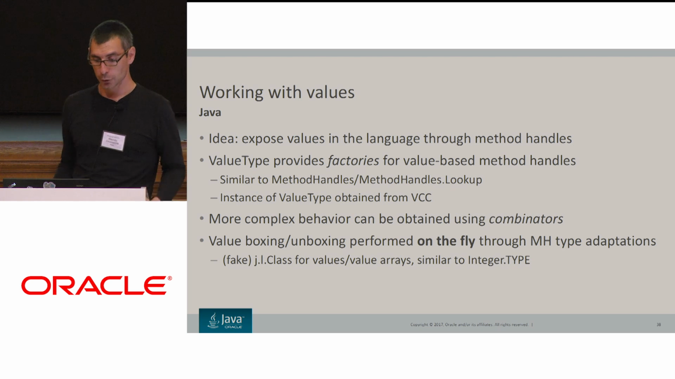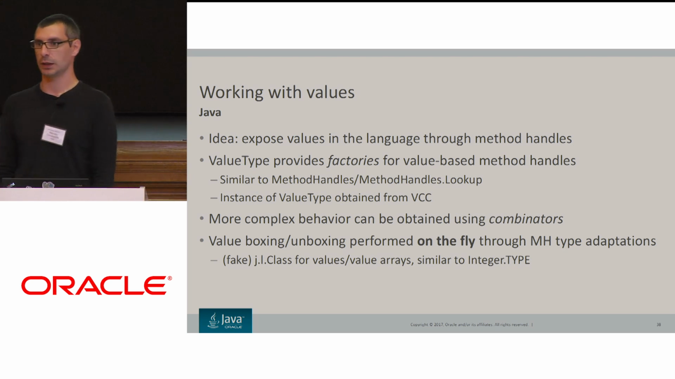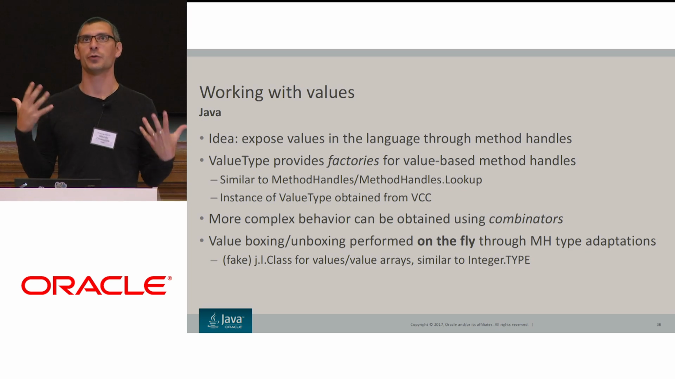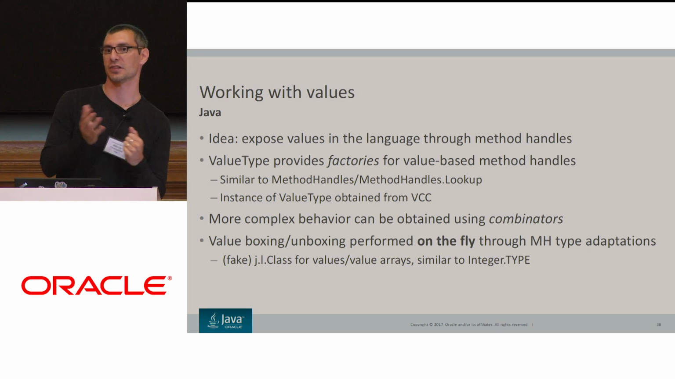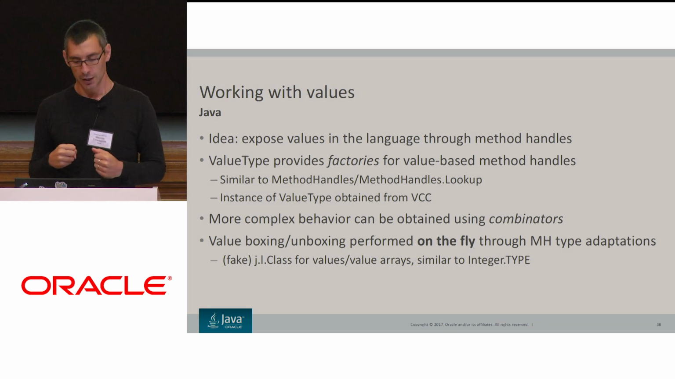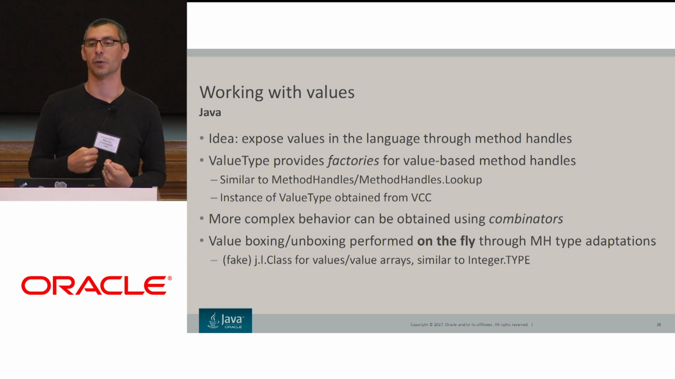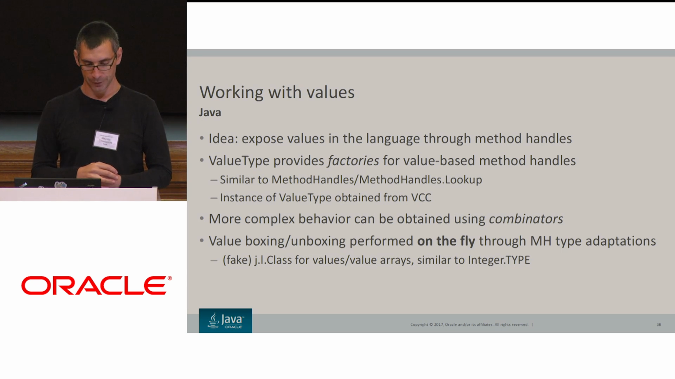So in Java, how do you work with values? Well, the short answer is with method handles. The long answer is that basically you need to retrieve an instance of the value type class. You should think of this value type as the equivalent of MethodHandles.lookup. So it's what gives you a lot of factories for constructing method handles that operate on values. And once you get those method handles, you can combine them using the standard combinator API.